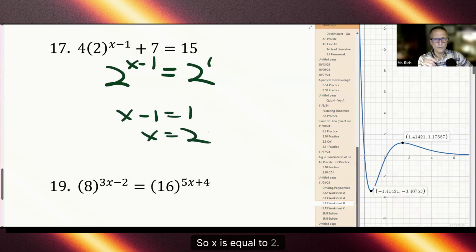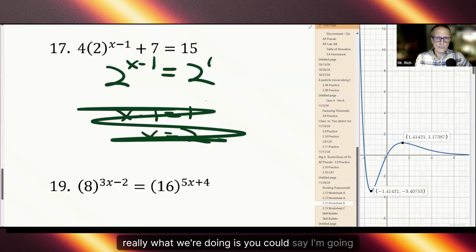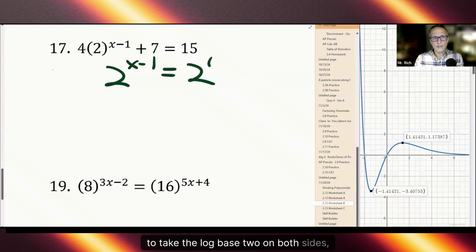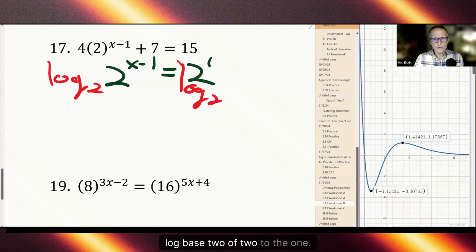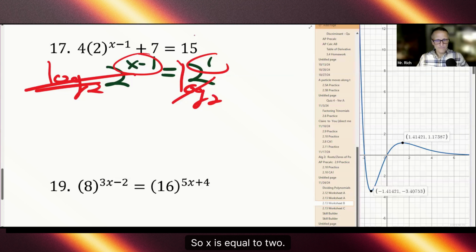So x is equal to 2. And there you go. Now, really what we're doing is you could say, I'm going to take the log base 2 on both sides. Log base 2 of 2 to the x minus 1, those cancel. It's x minus 1 equals 1. So x is equal to 2.